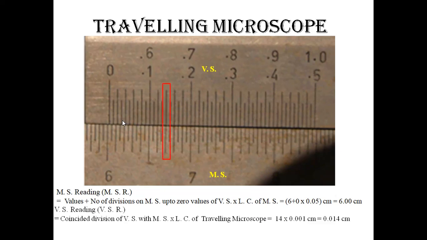Now here, a vernier scale division coincides with the main scale. Here this division is coinciding with the main scale. You count here 1, 2, 3, 4, 5, 6, 7, 8, 9, 10, 11, 12, 13 and 14 divisions coinciding with the main scale, which is 14, and multiply by the least count of the microscope. Multiplying by 0.001 centimeter you will get 0.014 centimeter, and the total reading is the main scale reading plus the vernier scale reading. You will get the final answer.